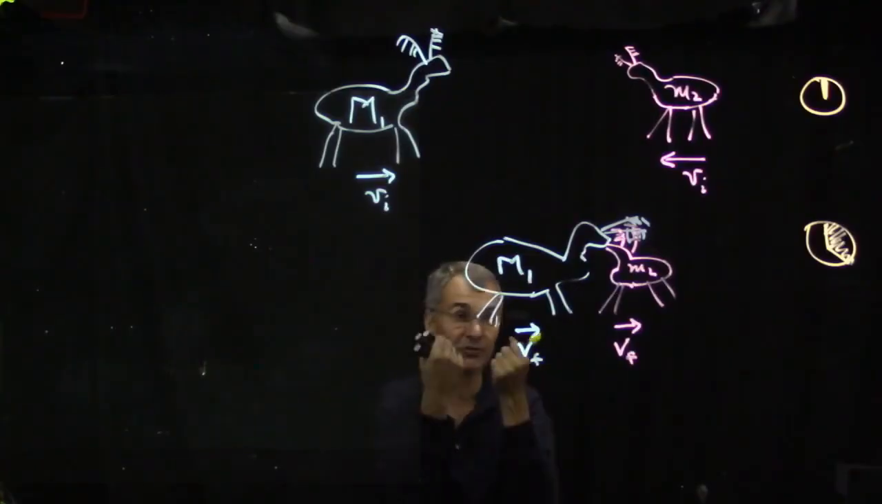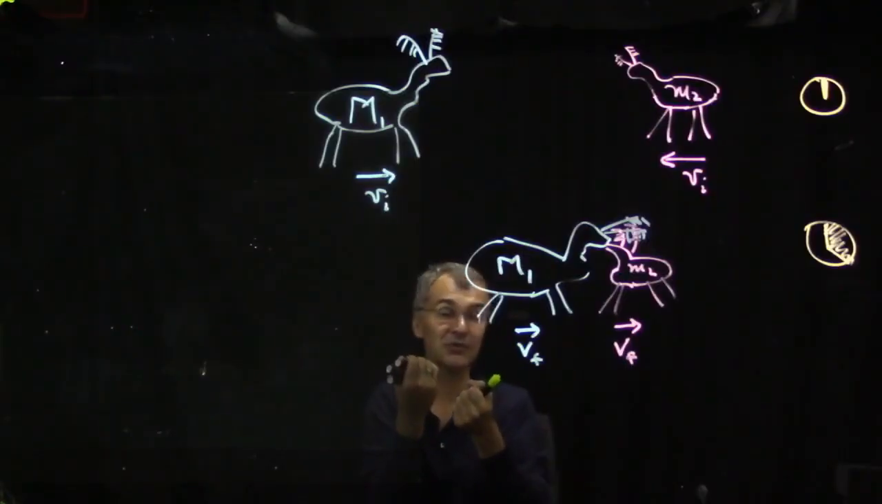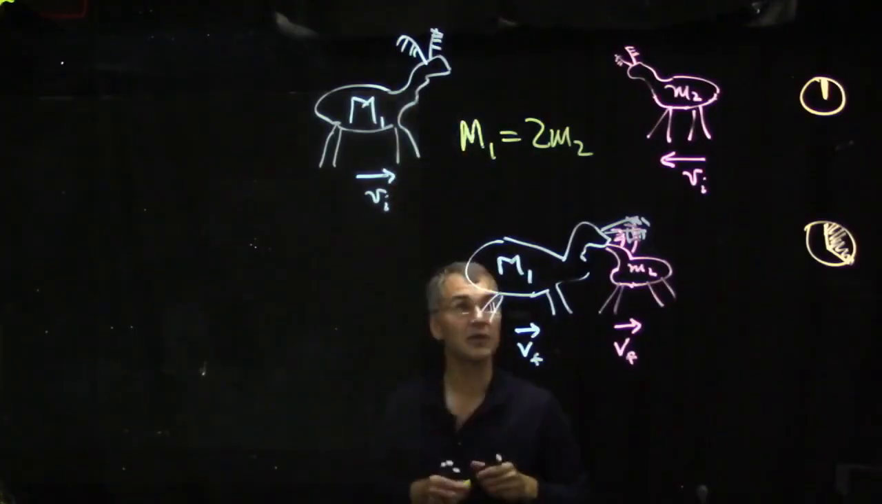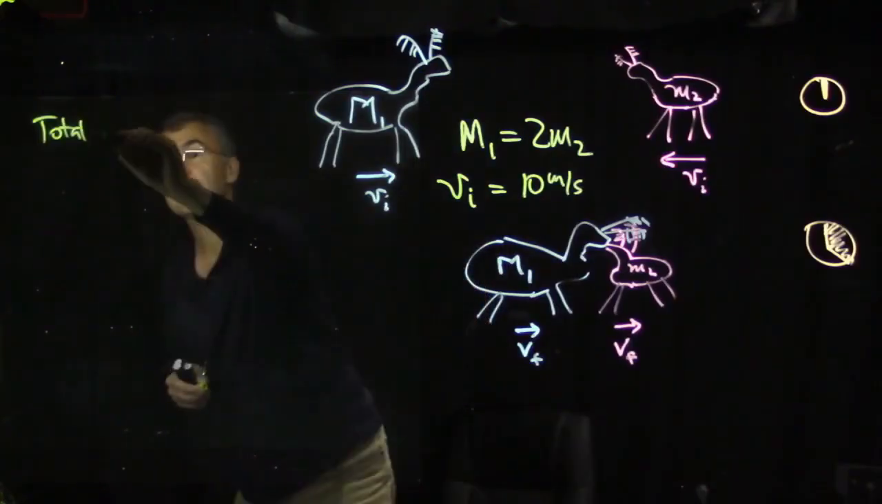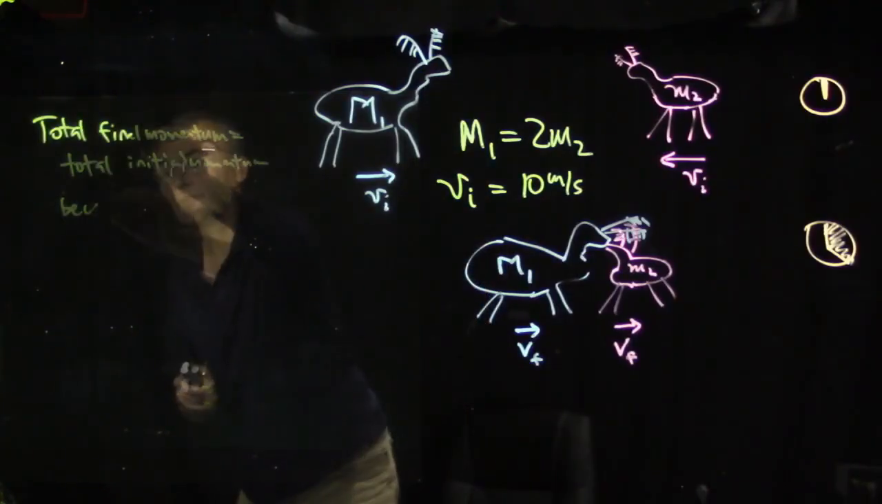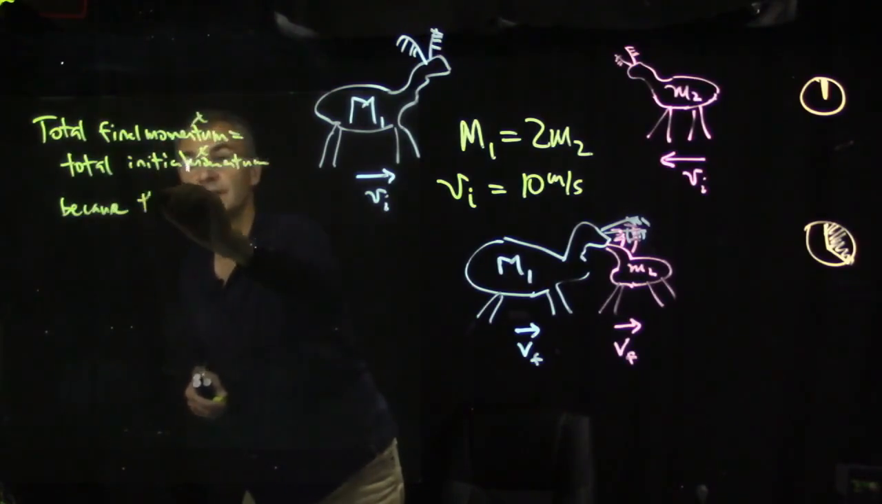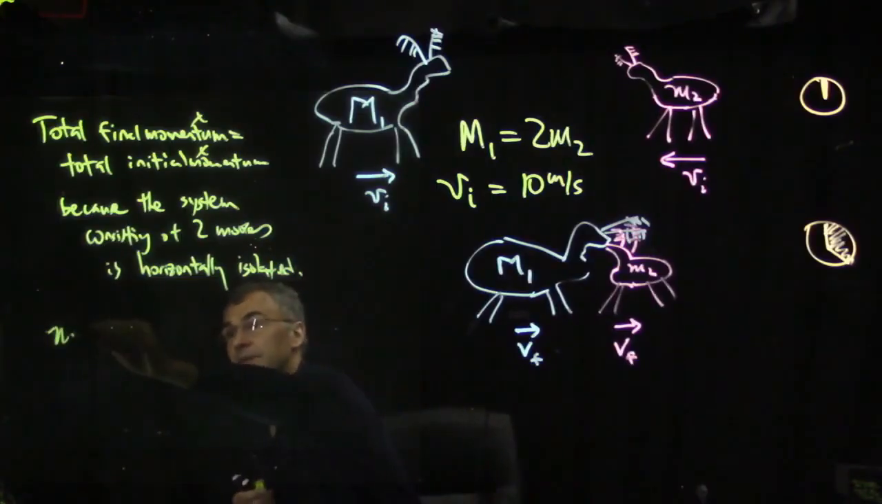They move together. In the real problem, you know the final speed, and you solve for the ratio of the masses. I'm going to change it up here. Let's say that m1 equals 2 m2, and we want to know what is v final compared to v initial. Let's say v initial is 10 meters per second. Then what is v final? The total final momentum equals the total initial momentum because the two moose system is horizontally isolated. We only care about the x-coordinate. Along the x-axis, the two moose interact only with each other and not with anything else because the ground is slippery, so there's no friction.